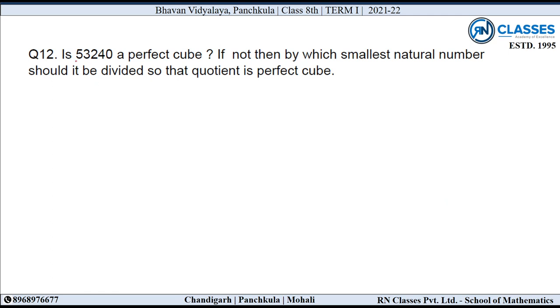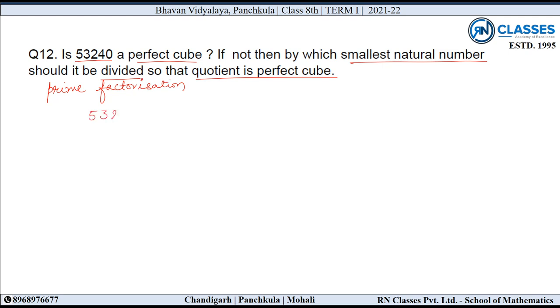Is this a perfect cube? If not, then which smallest number should it be divided by so that the quotient becomes a perfect cube? Meaning, by which smallest number should I divide? We are talking about cubes, and we know only one method for cubes. What do we do? Prime factorization. We just have to do prime factorization, right?